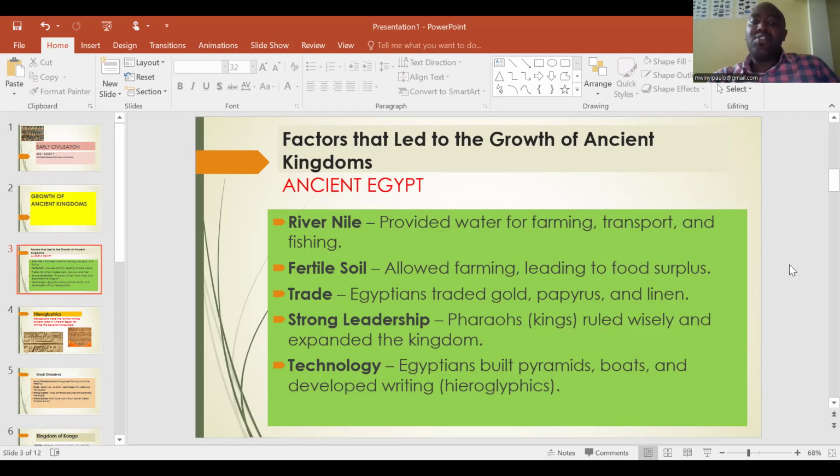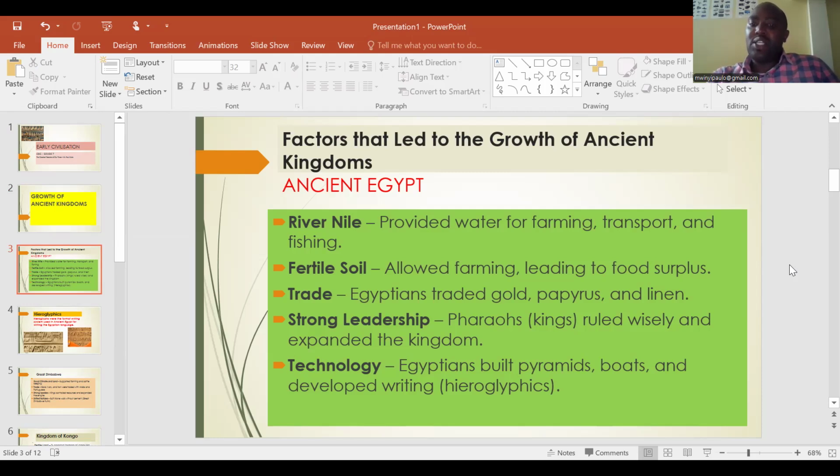The next factor is strong leadership. We had the pharaohs, who are the kings. They ruled wisely, and they kept on expanding the kingdom. Another factor is advancement in terms of technology. Egyptians built the pyramids, which to date are still standing and are a tourist attraction site. They built boats and developed writings.